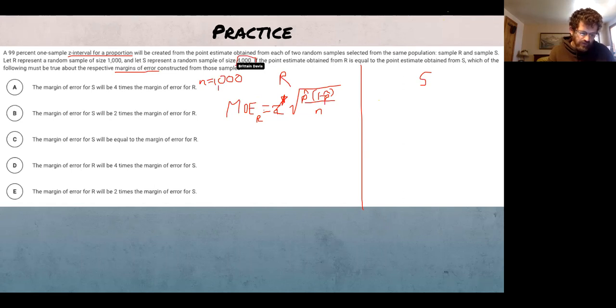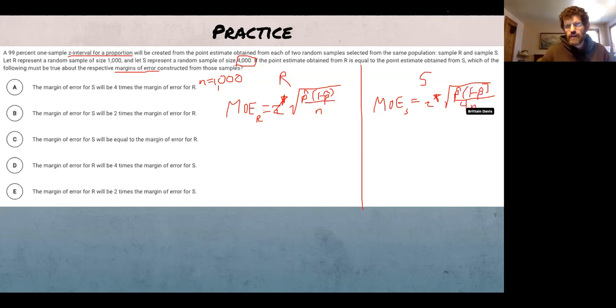So now I'm going to do a margin of error for S, which is going to be Z star times, it's the same thing, P hat times 1 minus P hat. We don't know any of these values except we now know that instead of N, it's going to be 4000. N is 1000, so it's going to be 4 times N. So hopefully you're starting to see why we're just labeling it this way. The actual values here don't matter, except what matters is that we're going to have 4 times the sample size when we get to sample S.